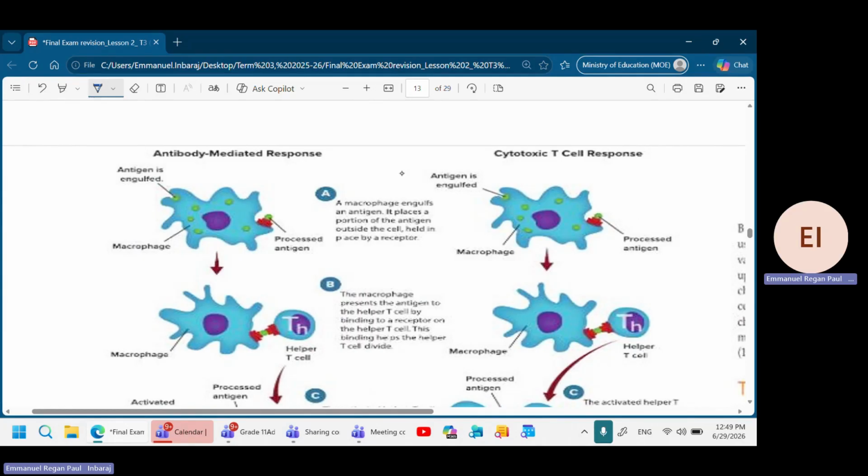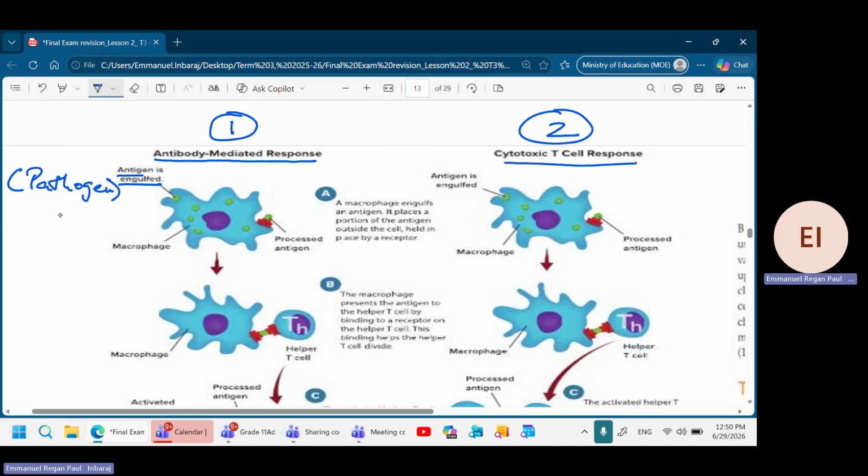There are two types of response. One is called antibody mediated response. The second one is called cytotoxic T response. These are the two specific immune systems, specific immunity that we have. Now look at this picture. This is a macrophage. See what is this? Antigen, what is antigen? Let's remember it this way. Antigen means pathogens. The proteins found on the pathogen are called antigen.